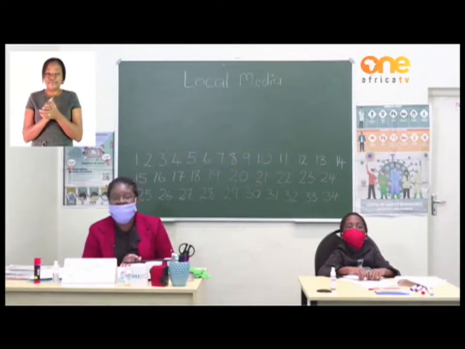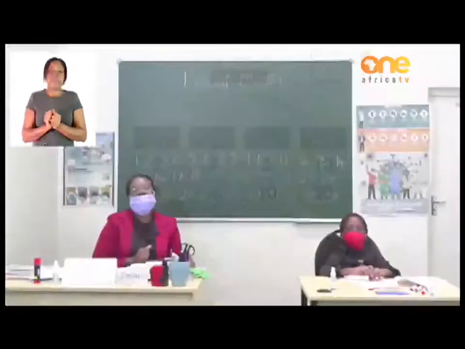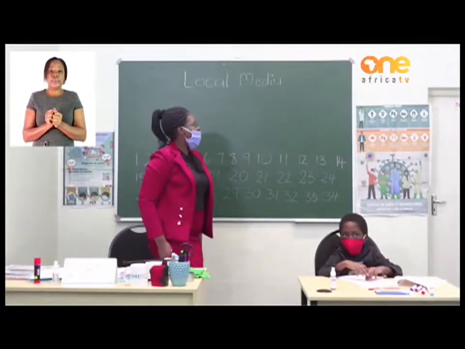Okay, we are on page 3. I'm going to take the grade 2s with me on counting. We are going to count in 2s on the first column. How do we count in 2? They are telling us that we have to skip a number before we come to the next number. Let's check on the chalkboard. How do we count when we are counting in 2?